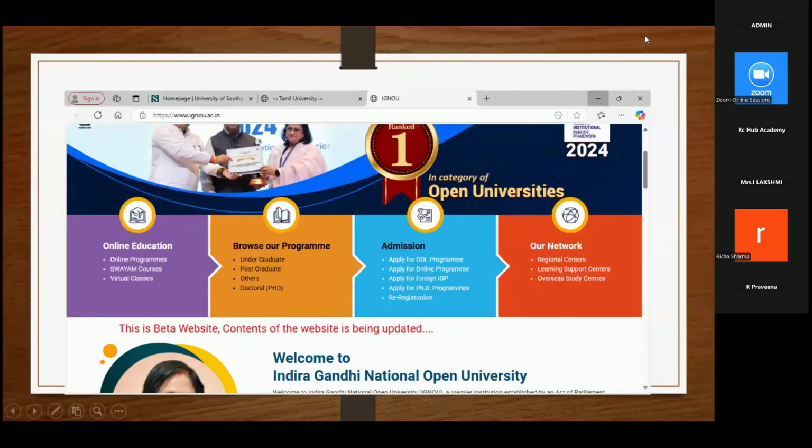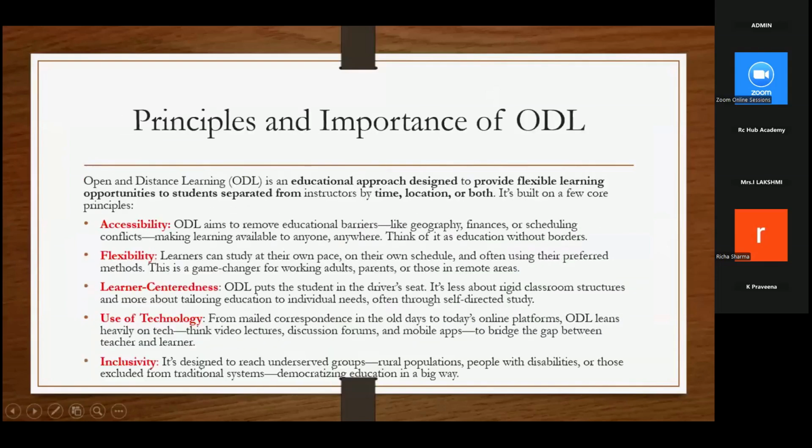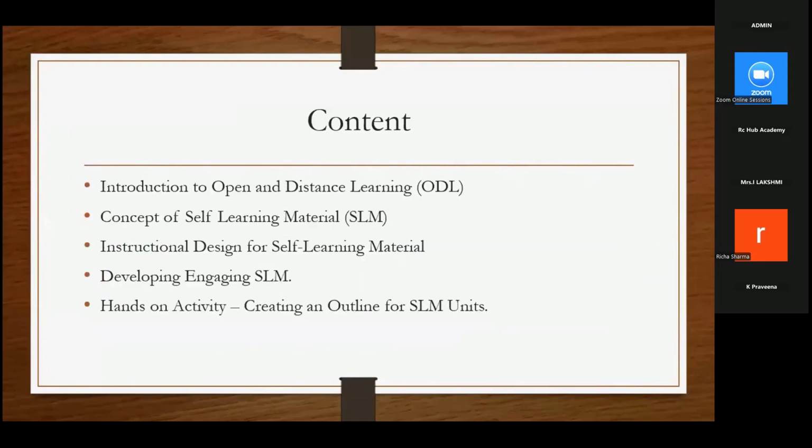So now I go to my presentation. Once again, I'm coming here. This presentation includes 4 parts. The first part is the introduction to open and distance learning. The second part is the concept of self-learning material. The third part is instructional design for self-learning material. What are all the instructions needed to design the self-learning material? And the fourth part, we are mainly focusing on developing and engaging self-learning material. So these are the 4 contents which are very important when you go through the process.